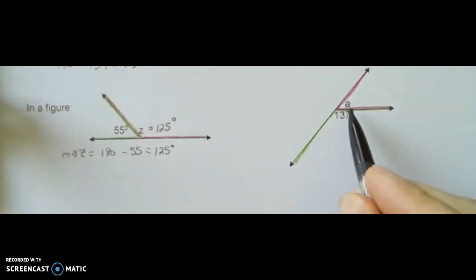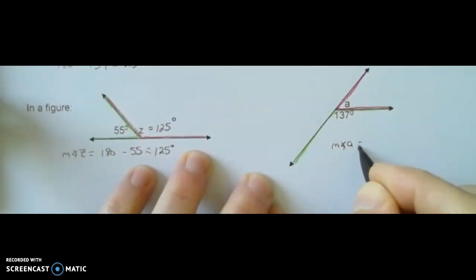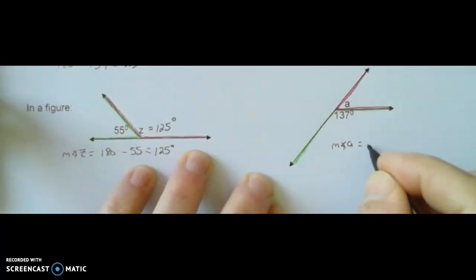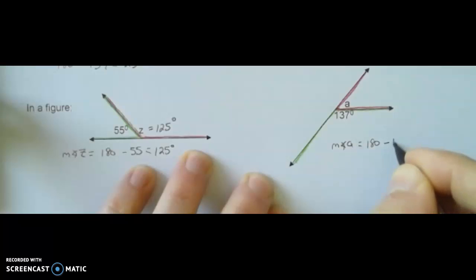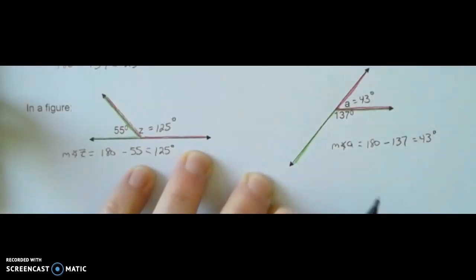So to get the measure of angle A, all I have to do is take 180 degrees and subtract off 137 degrees. And when I do that, that's going to give me a value of 43 degrees. Angle A is a 43 degree angle.